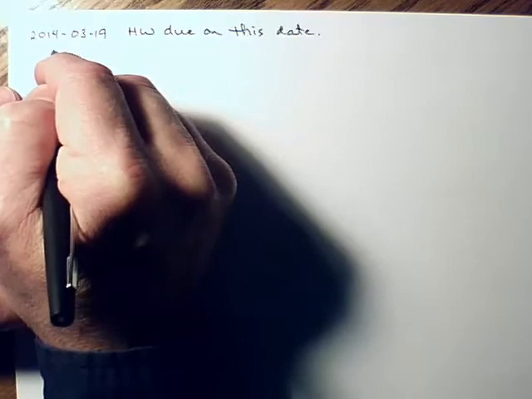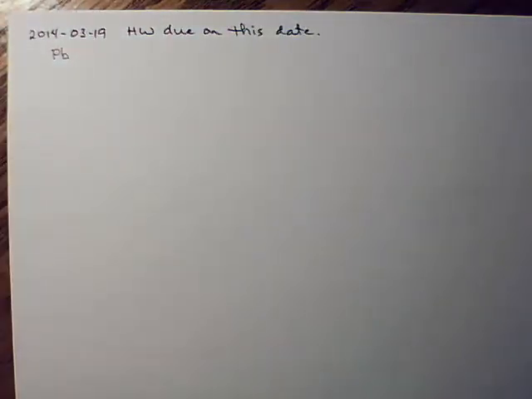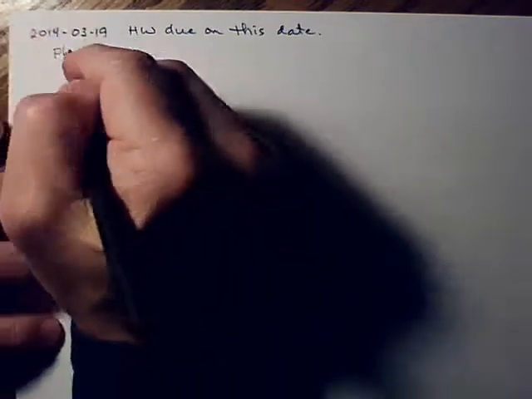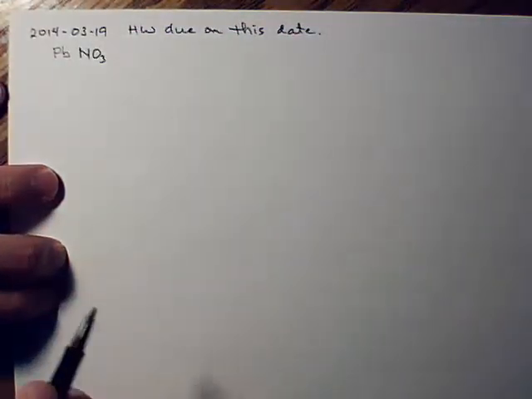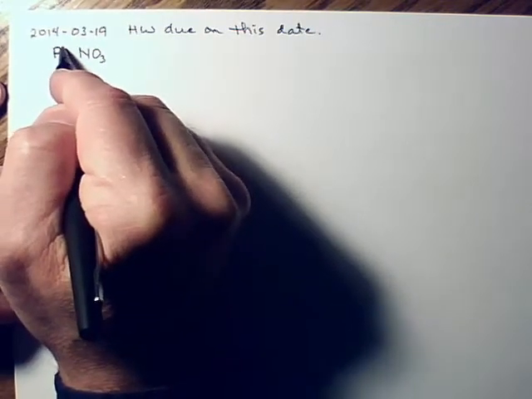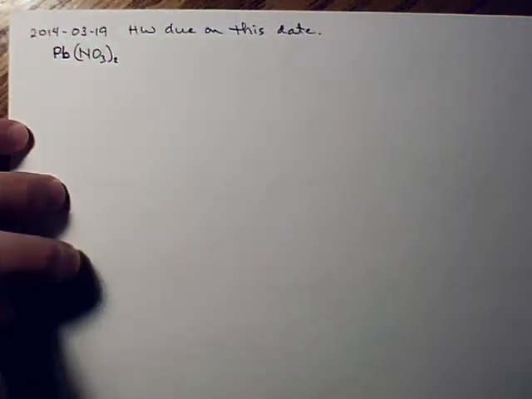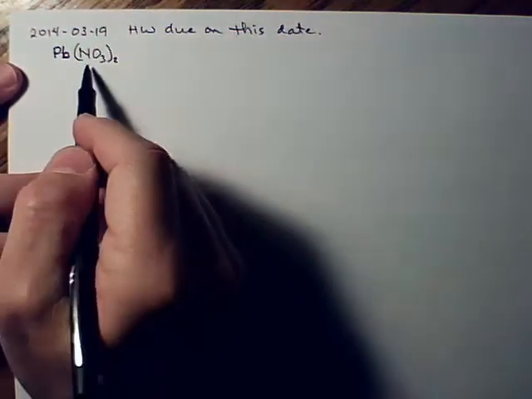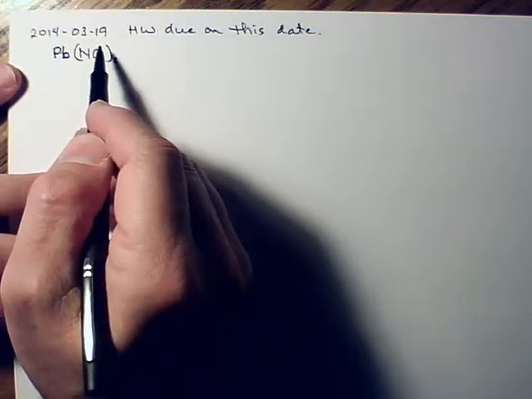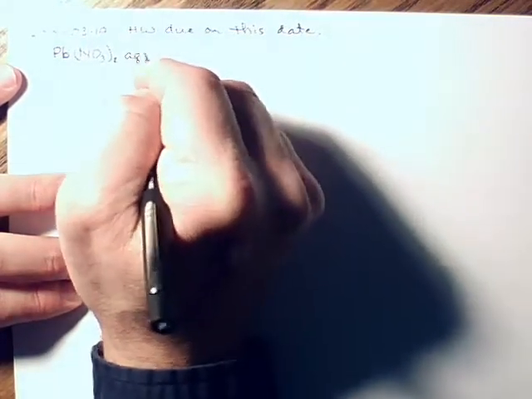Lead 2 nitrate. Lead's elemental symbol is Pb. Lead 2 means it has a 2+ charge. Nitrate is NO3. Nitrate has a 1 negative charge, and so I'm going to need 2 nitrates for every lead in order to charge balance this formula. And I'll show 2 nitrates like that. All nitrate salts, all nitrate compounds are always soluble, so we're going to say that's aqueous.